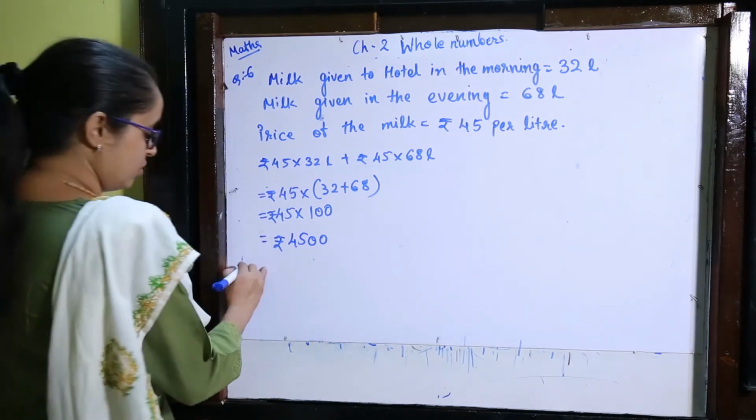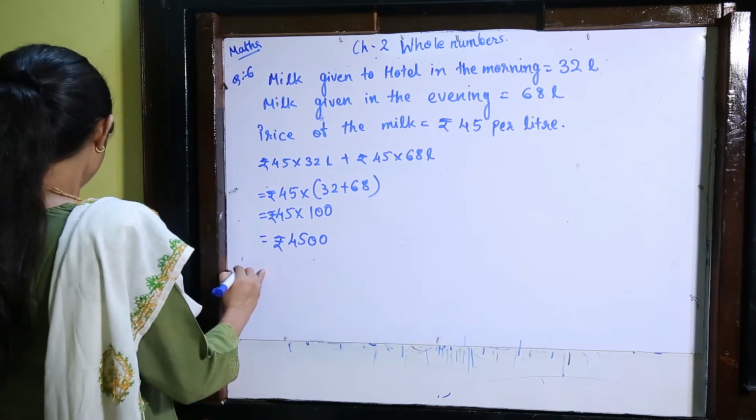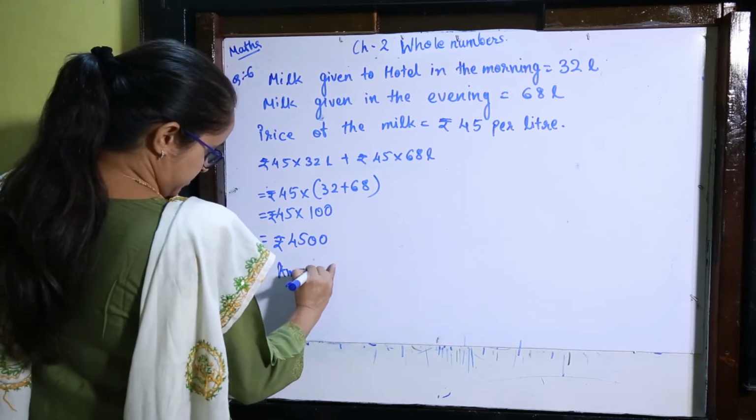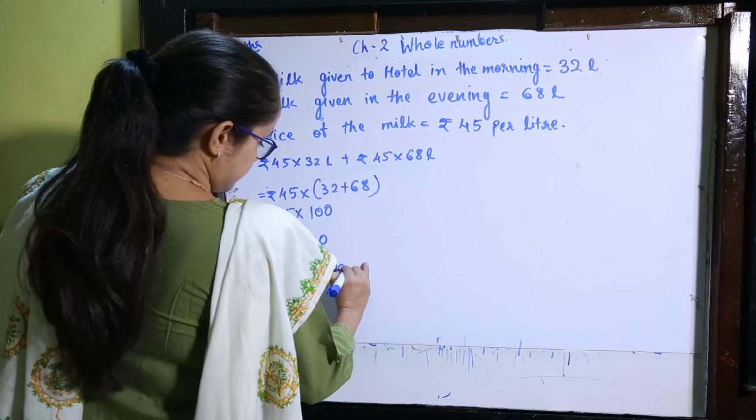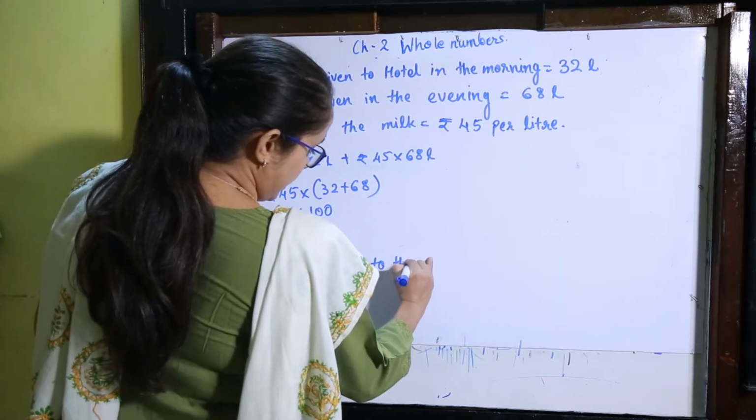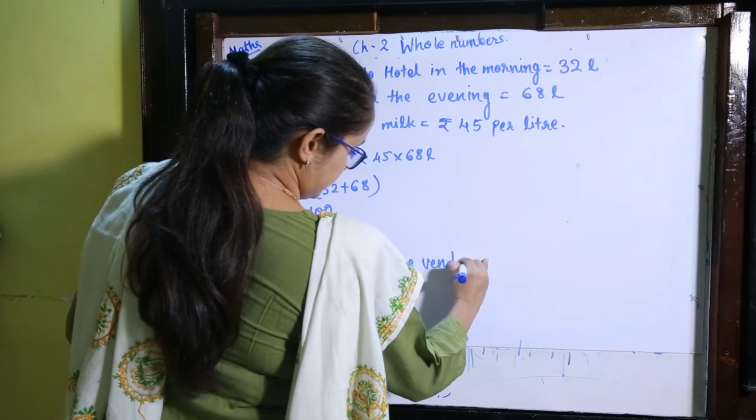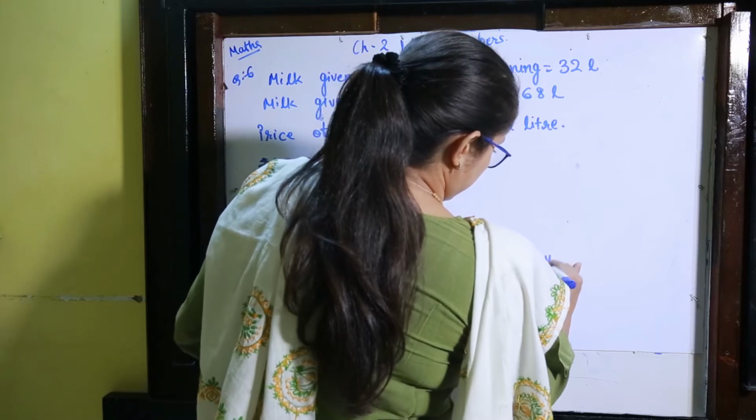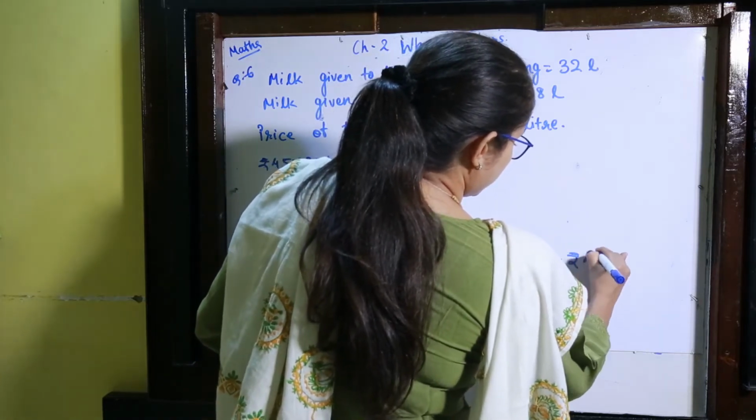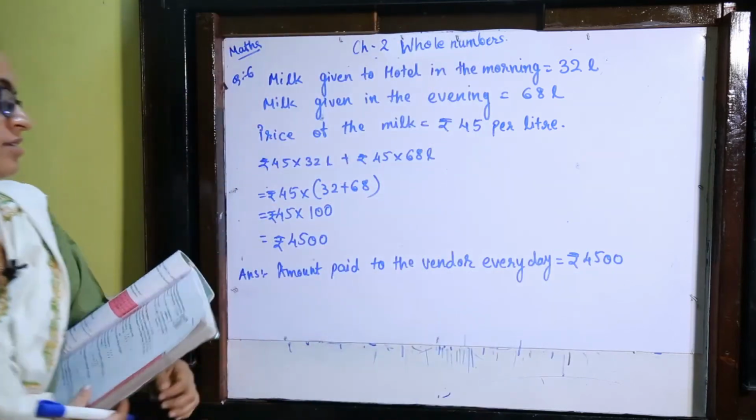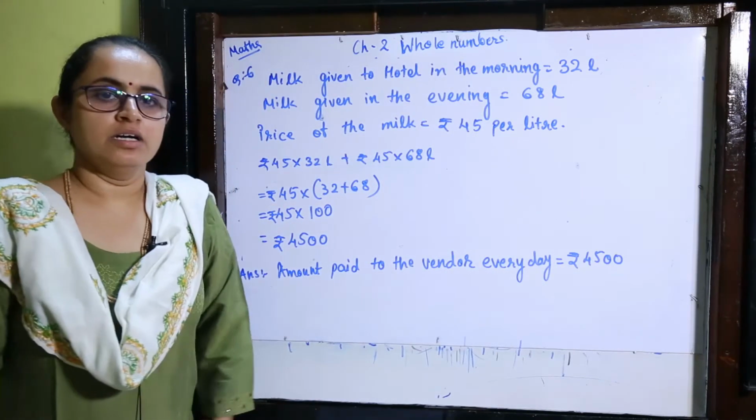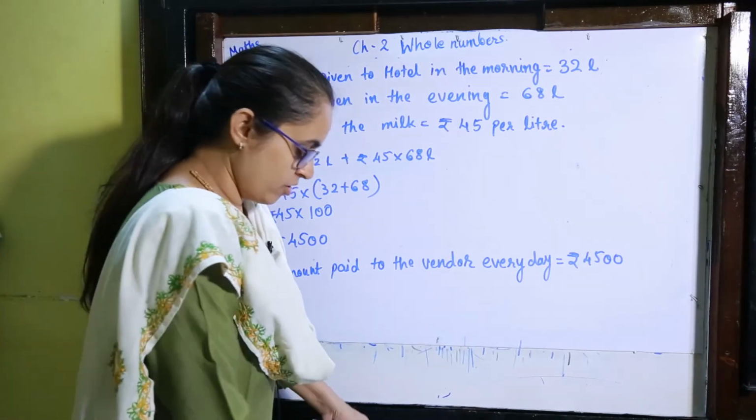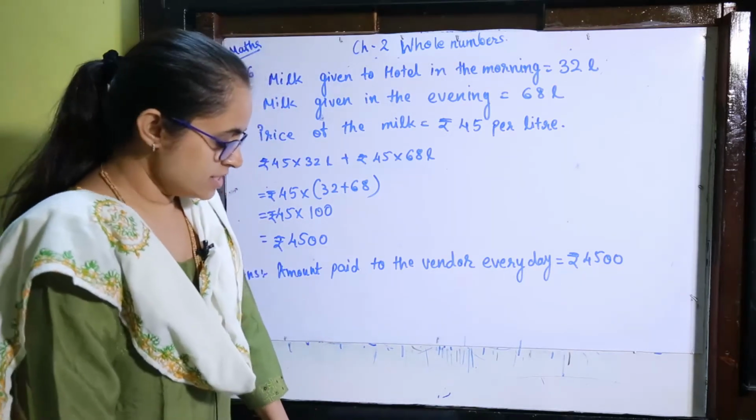Rupees 4500. So the answer is: the amount paid to the vendor every day is equal to rupees 4500. That's your answer. So this is how the word problems will be solved. Now question number 7 is the match the following, that is in your homework, you have to do by yourself.